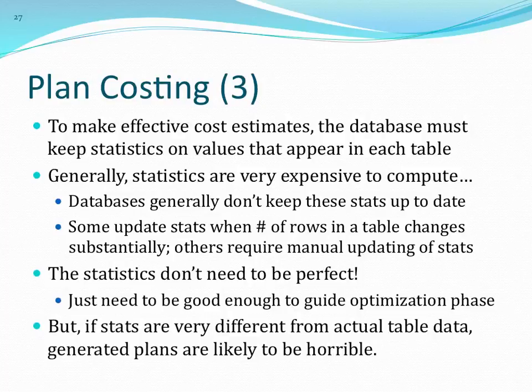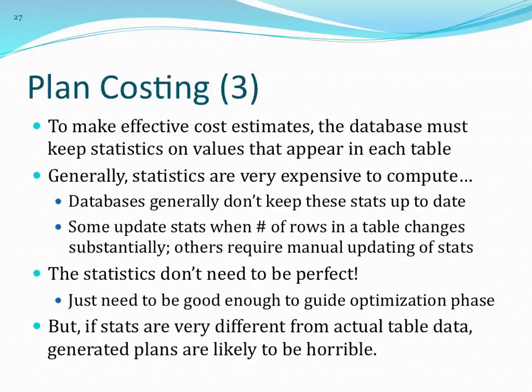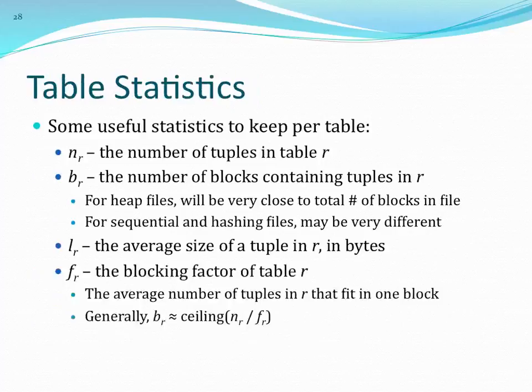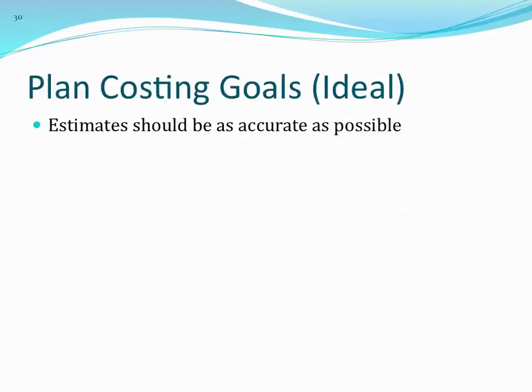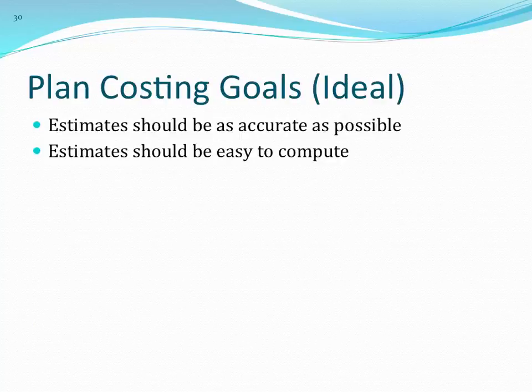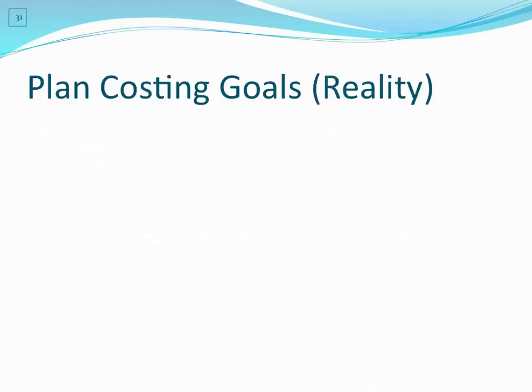The one problem, of course, is if the stats differ widely from the actual data, our estimates are going to be terrible, and that means our plans are going to be terrible. So I think what I'm going to do is basically jump ahead, and we'll talk about that next time. But this is really what I want to focus on. Our costing estimates should be as accurate as possible, if we can. They should be easy to compute, logically consistent. Okay, we'll talk about this next time.